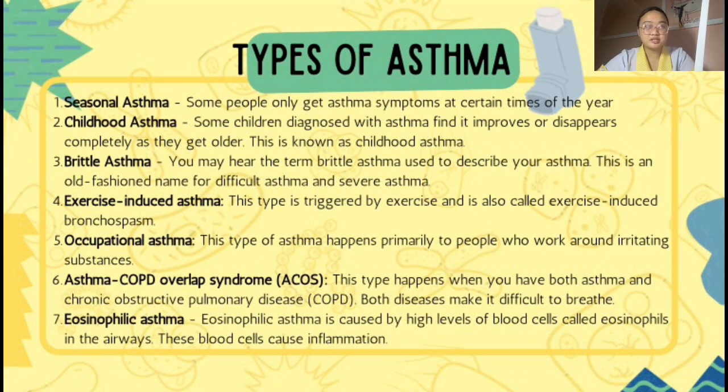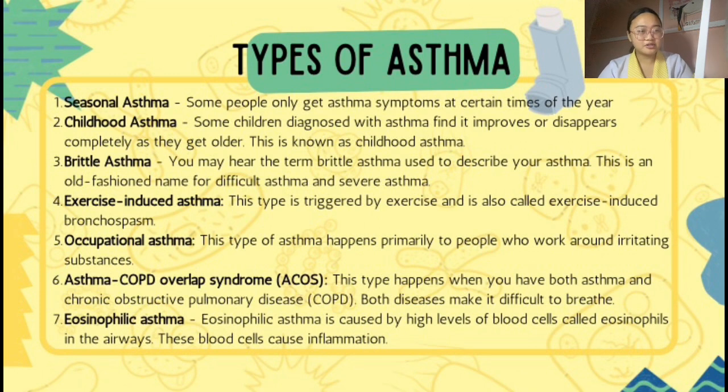As the name suggests, seasonal asthma is triggered by allergens that are prevalent during specific seasons, such as pollen or mold. This type of asthma often manifests during particular times of the year, aligning with the seasonal presence of these allergens. Next is childhood asthma. This type of asthma is often diagnosed in childhood, but it may improve or resolve as the individual grows older. Some children outgrow childhood asthma, while others may continue to experience symptoms into adulthood.